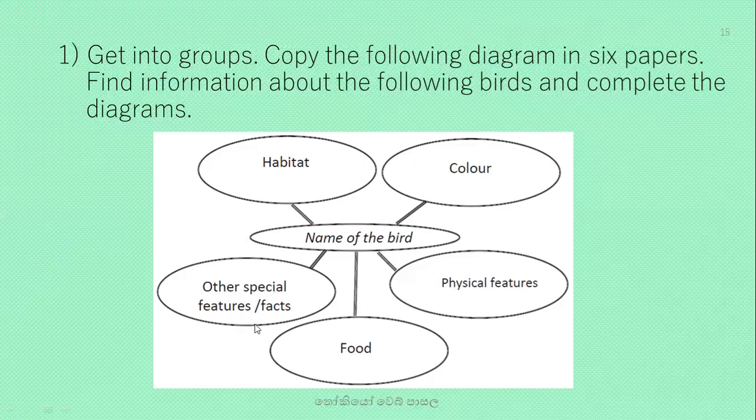Other special features, right? So these are the five types of information you need to find. Right?